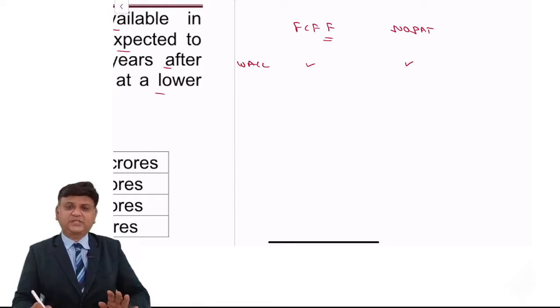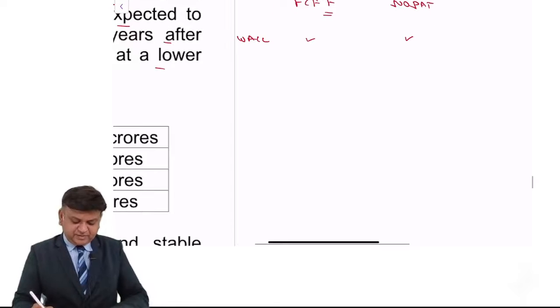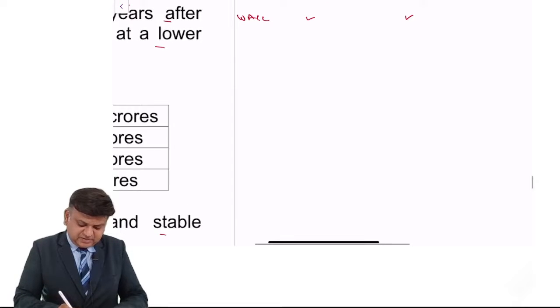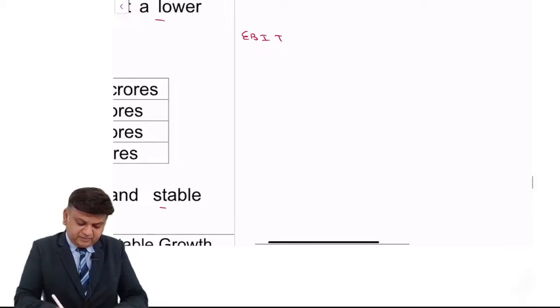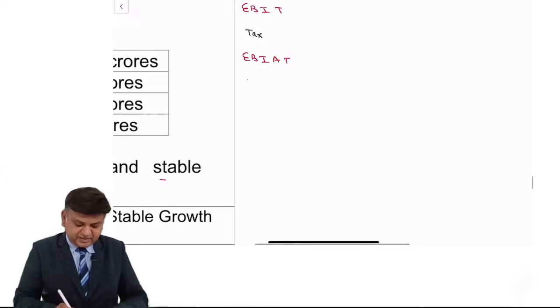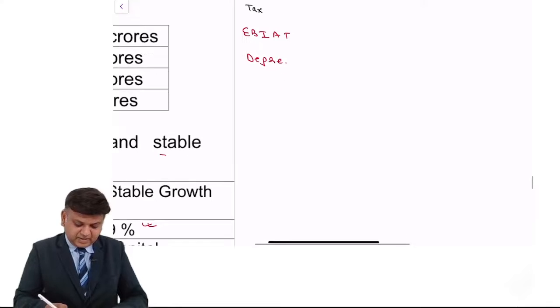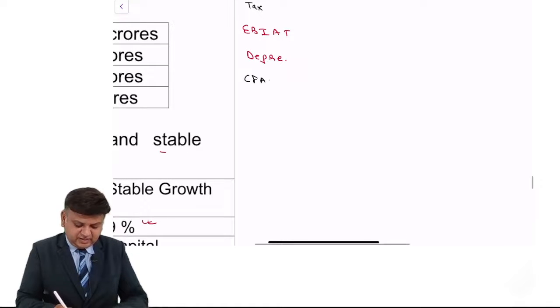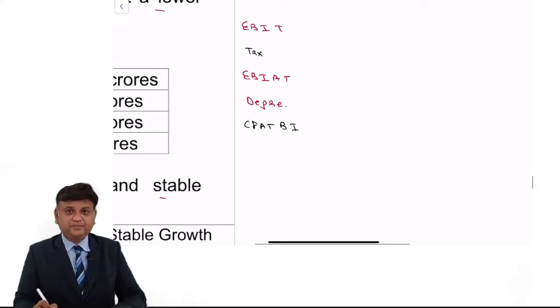Its calculation is extremely simple. Everybody is requested to pay attention. We start with the earnings before interest and taxes. We compute the income tax. Then we calculate earnings before interest and after taxes. Then we add back depreciation. Why? Because it is a non-cash item. Then we compute CFAT, cash flow after taxes before interest.